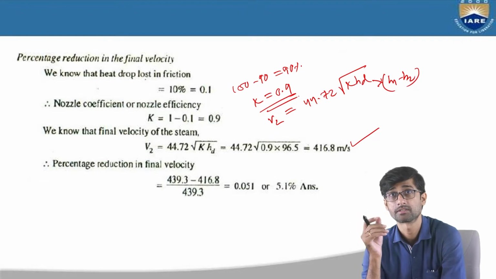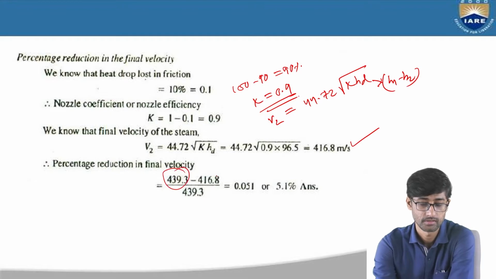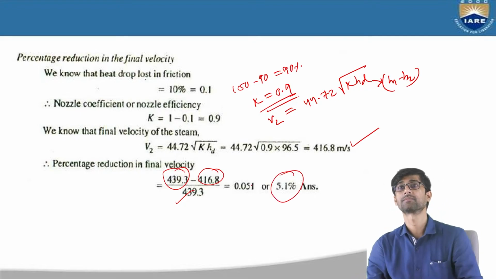Then what is the percentage reduction? The exit velocity without efficiency minus the exit velocity with efficiency, divided by the exit velocity without efficiency, gives the percentage reduction in the final velocity of steam.